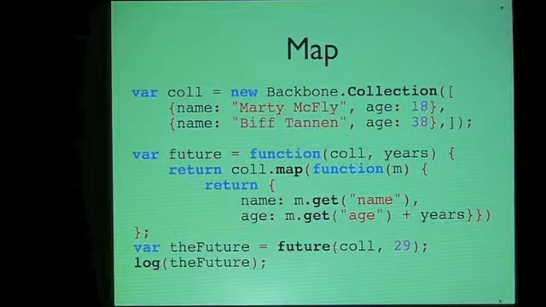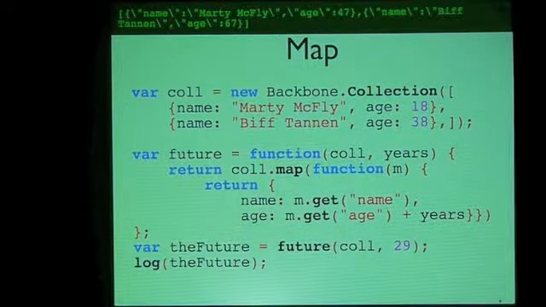Here's Marty McFly and Biff Tannen, and I've got their ages here. I'm going to send them to the future, and I'm going to do it with this map function. Map is kind of like an iterator over items. What I want to do is send them 29 years into the future and see how old they are.